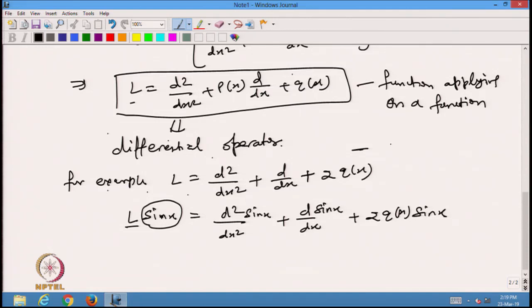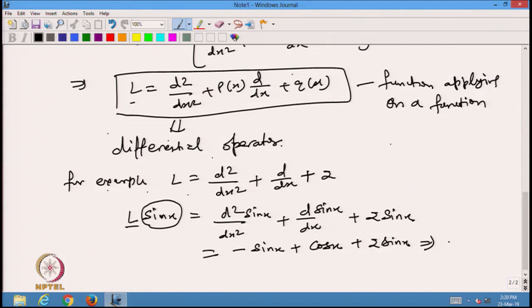So in this case, what I do is, this q(x) I have taken 2, so this q(x) will vanish from here, and this will be 2 sin x. If I take the derivative of this, the derivative of sin is cos, and again it is minus, so it will be minus sin x plus cos x plus 2 sin x, which gives me sin x plus cos x. So this is the result of applying this operator on the function sin x, and the result is sin x plus cos x.